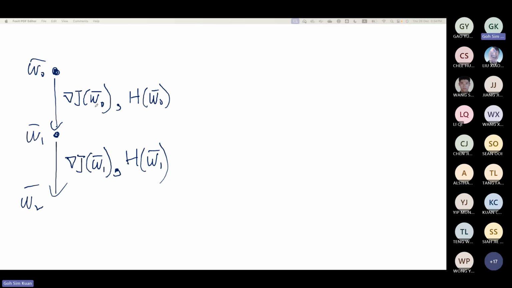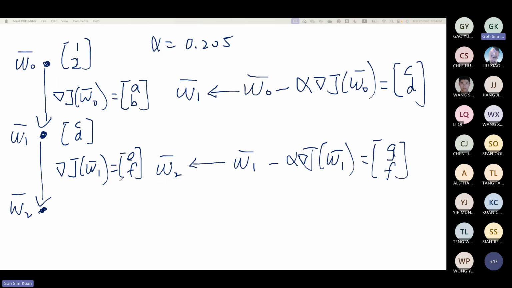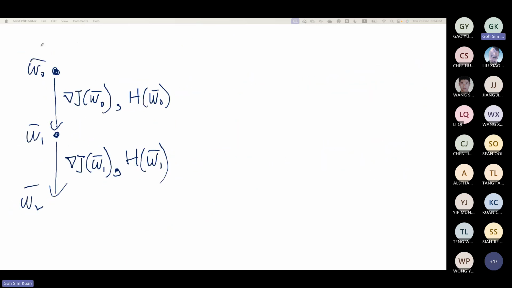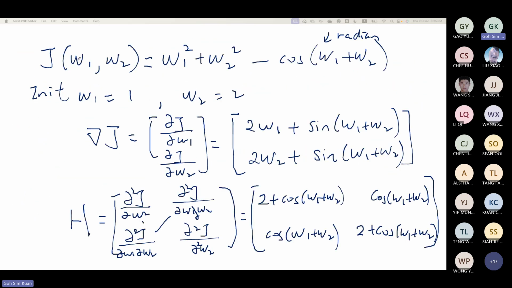To actually compute them, we simply need to substitute the values. Let's say we simply substitute into the equations for the gradient and Hessian, we will be able to obtain the values, and let's say this is C, D, E, F. So we are simply substituting W1 and W2 into the expression that we computed earlier.